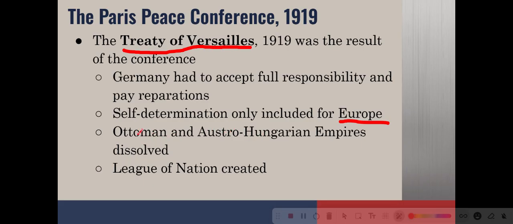The Ottoman and Austro-Hungarian empires, they just disappear. They dissolve. They're gone. They're not really given a choice. They're already breaking up, but they're gone. It creates chaos in that part of the world.